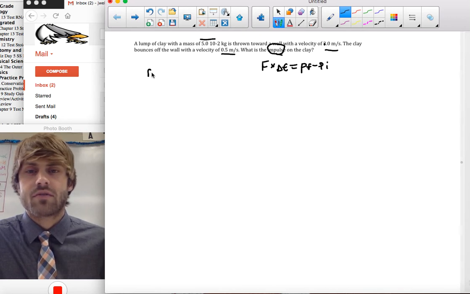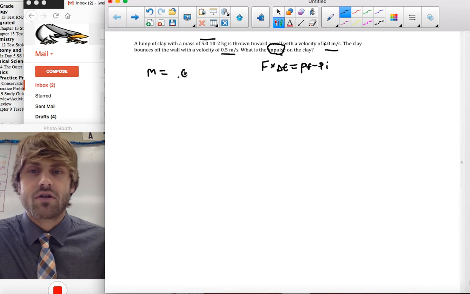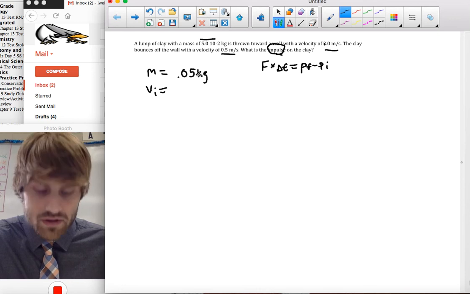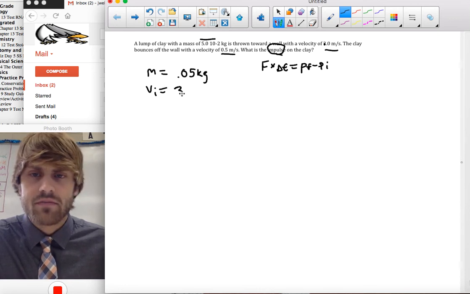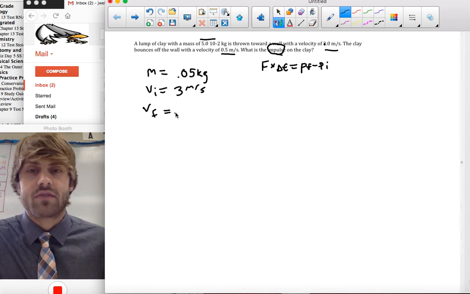So real quick, I'm going to write those down. I'm given a mass, and this is 5 times 10 to the negative 2, so 0.05 kilograms. I have a velocity initial, and that was 3 meters per second, and a velocity final, which is going in the opposite direction, so I'm going to assign that a negative 0.5 meters per second.